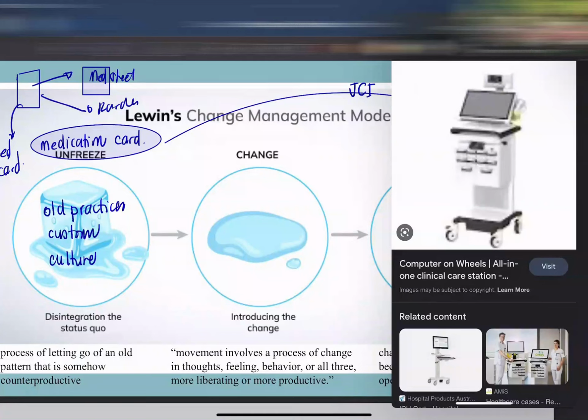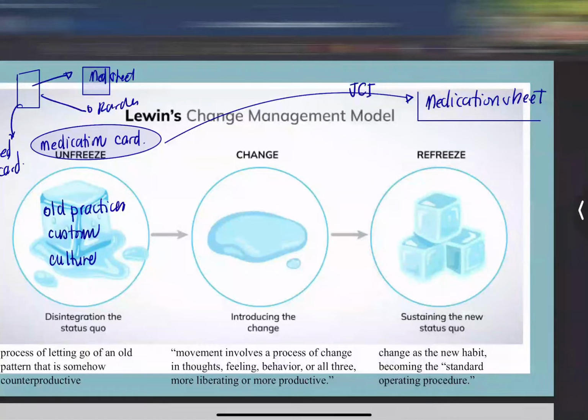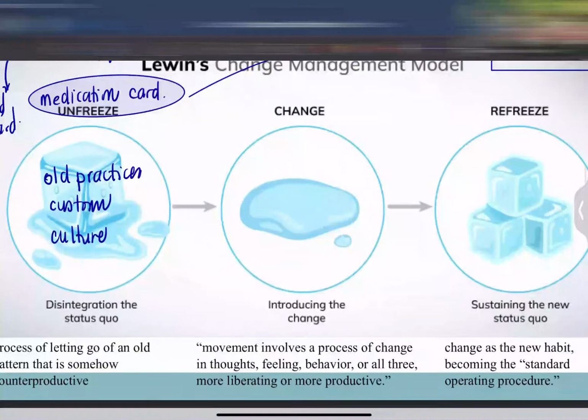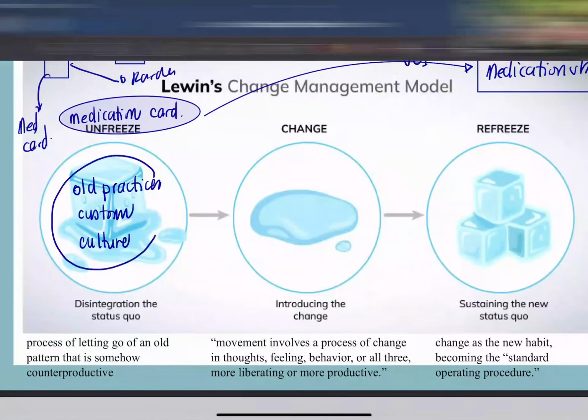And by the time that you administer it, you will encode on the computer that you have done it. Okay, so class, it's computer on wheels because you can move the computer all throughout the department that you have. Okay, that's your computer on wheels. So why am I giving that as an example? Because class, your medication card is an example of an old practice, an example of custom, also an example of culture in the hospital setting.